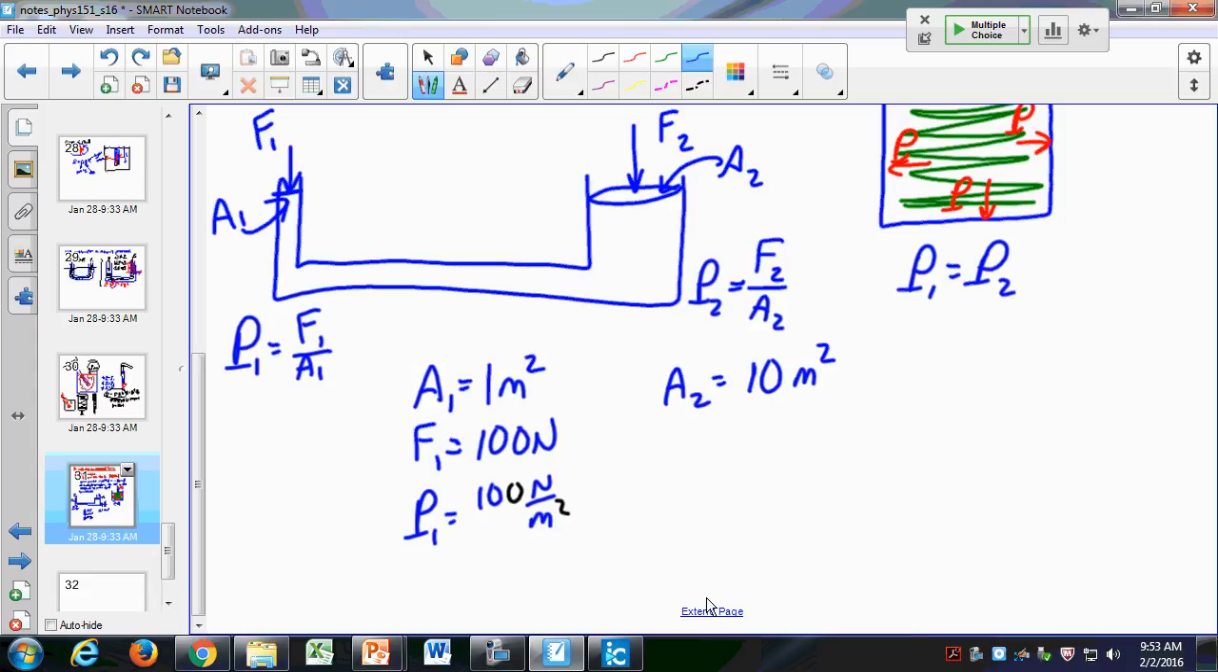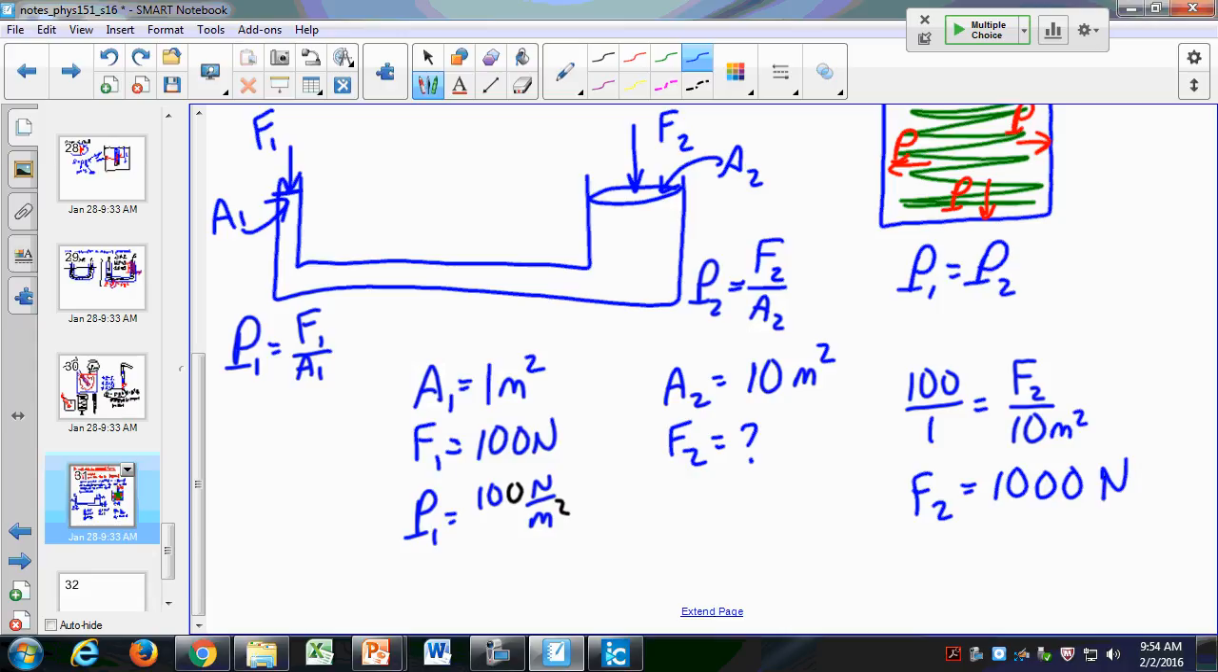We could work through it, right? So I want to know what F2 is. And so I say F1 over A1, that's 100 over 1, is equal to F2 over A2, which is 10 square meters. And then I can solve this, and I find that F2 is equal to 1,000 newtons. All right? So because my area is 10 times as big, I get 10 times the force.